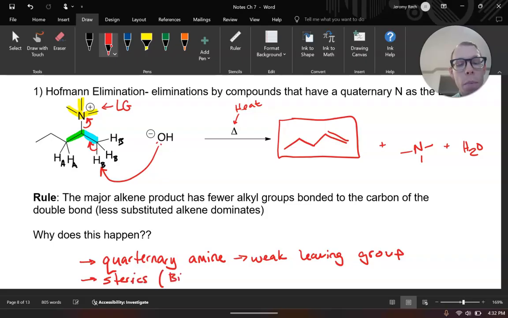So we have a lot of big, bulky things, and those big, bulky things make it very difficult for your reaction to happen in the opposite direction of extracting your HA. So rule of thumb, if you see a big, bulky quaternary amine, that's going to be a trigger for a Hofmann elimination. And that is going to give you the non-Zaitsev product.